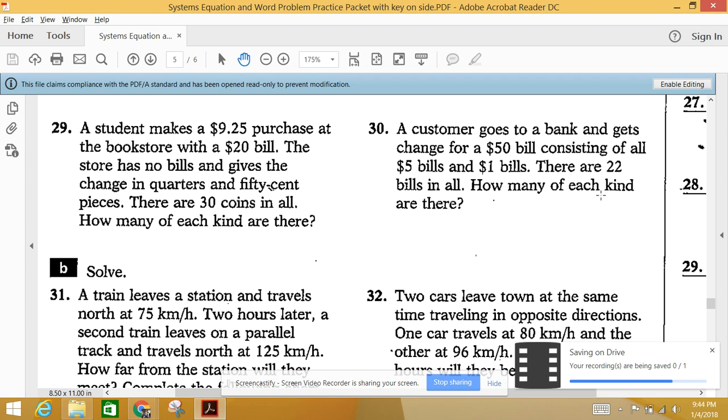Going to try another set of mixture style problems. These are ones where you are getting some money in two different forms, and you've got to figure out how many of one type of money you're getting and how much of another type of money you're getting. So we're looking at number 29 and 30.